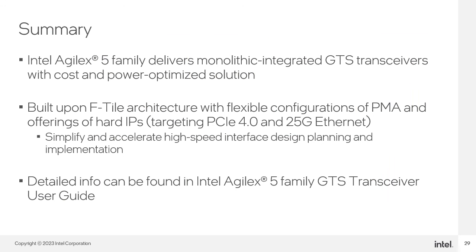In summary, Intel Agilex 5 family delivers monolithic integrated GTS transceivers with a cost and power optimized solution. It is built upon F-tile architecture with flexible configurations of PMA and offerings of hard IPs targeting PCIe 4.0 and 25G Ethernet that simplify and accelerate high-speed interface design planning and implementation. Detailed info can be found in the Intel Agilex 5 Family GTS Transceiver User Guide.